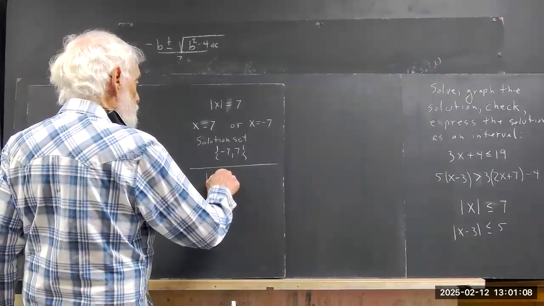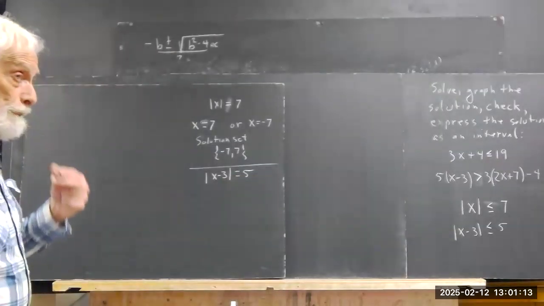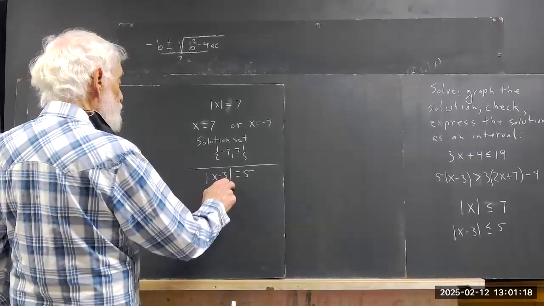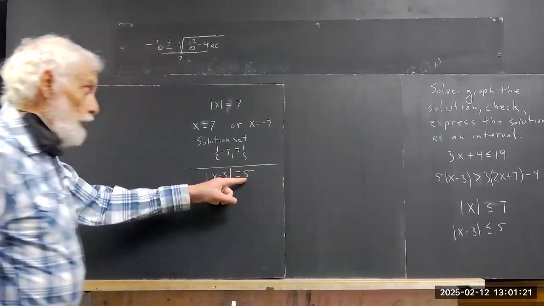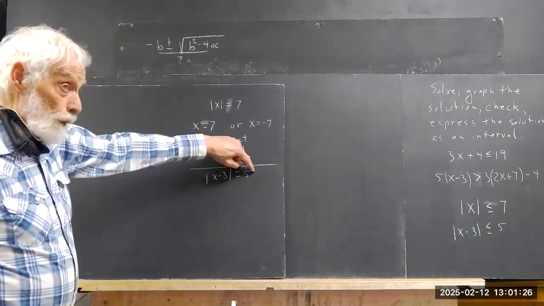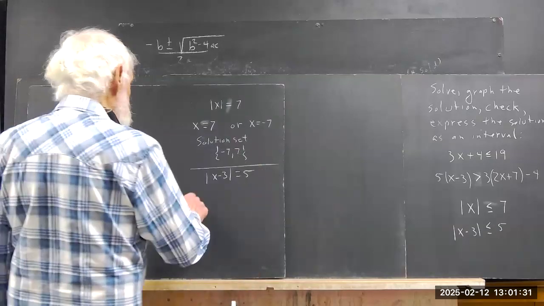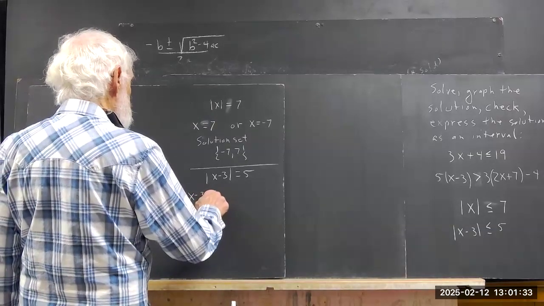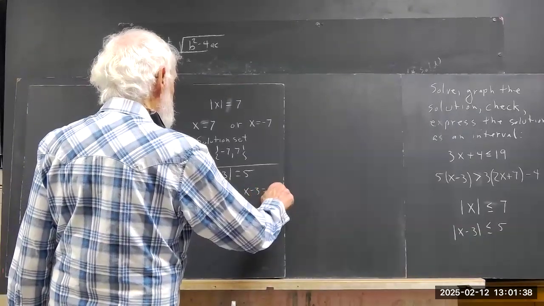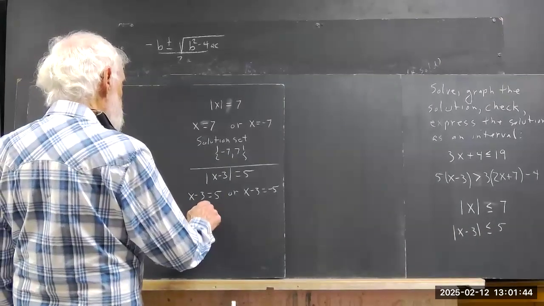Okay, absolute value of x minus 3 equals 5. Now this means that whatever's in the absolute value sign, it better be either 5 or -5, right? Because the absolute value of something isn't equal to 5 unless that something is either -5 or 5. So we can say that we've got x minus 3 equals 5, or x minus 3 equals -5. Well, then we can solve both of these equations.